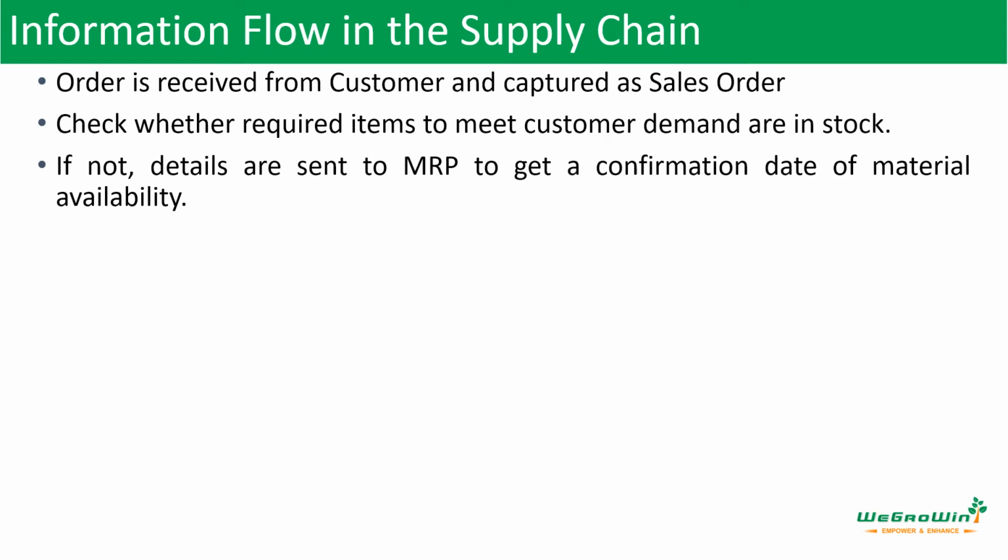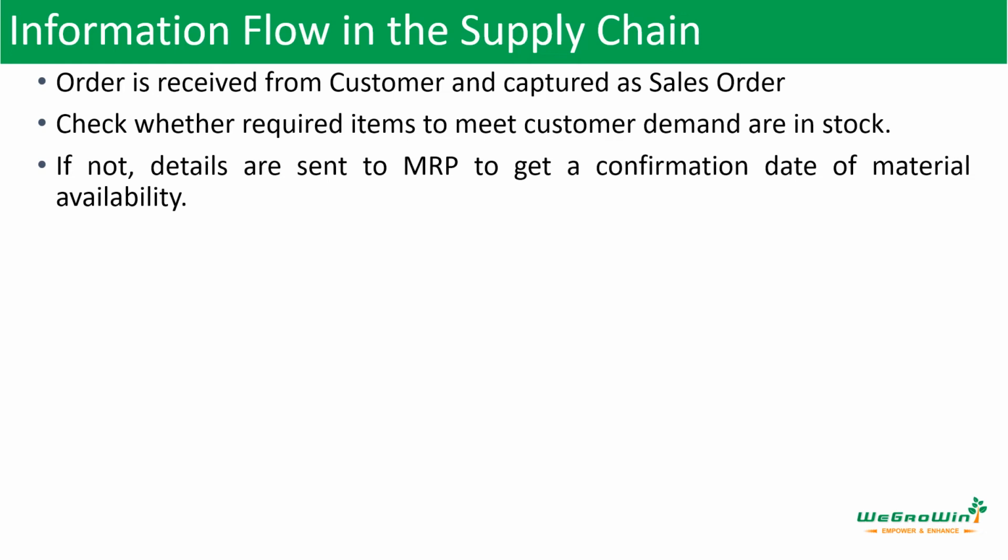Information is very important in business. So how is information happening here? There is an order received from a customer and it is captured as a sales order. When you see there, the order may be received as EDI, electronic data interchange, or manually entered. Many things may happen.